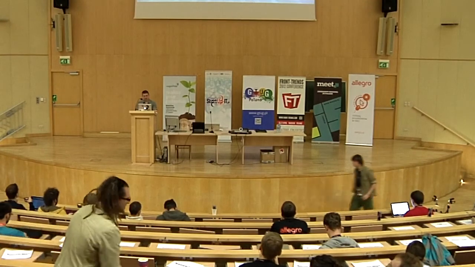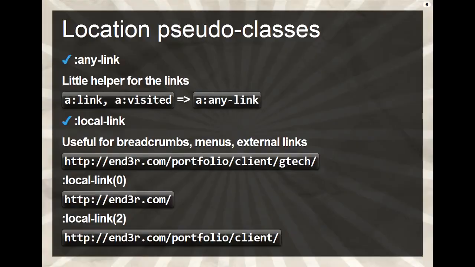The location pseudo classes, the any link is quite interesting, but it's a little helper. When we want to define two states of links, the normal one and the visited one, we can just write it once with any link.